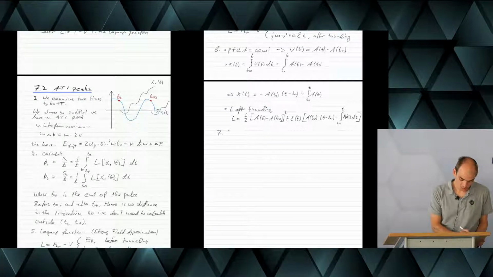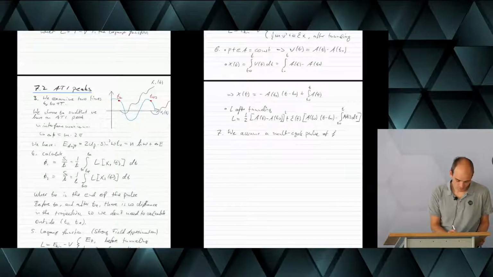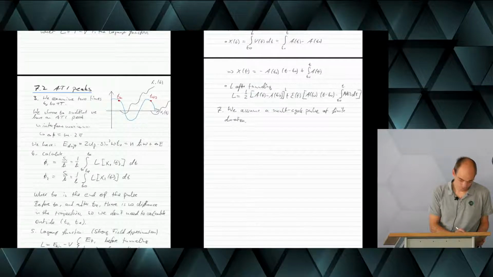Yeah, so we assume a multi-cycle pulse of finite duration. Yeah, okay. This comment we discussed, namely this is about the limits of the integration, and then we now define the oscillation amplitude.